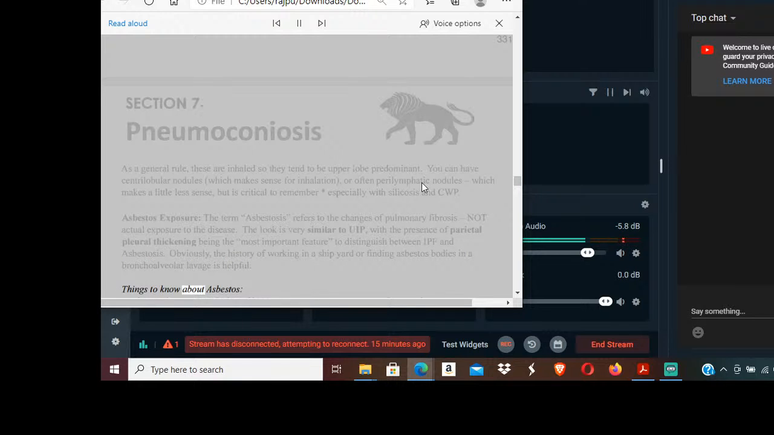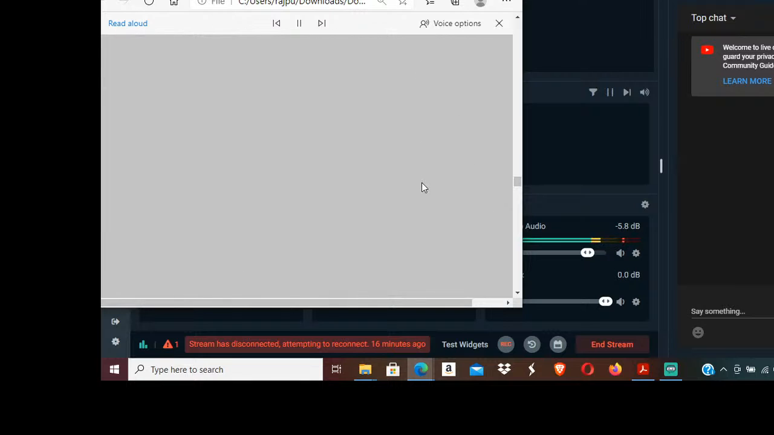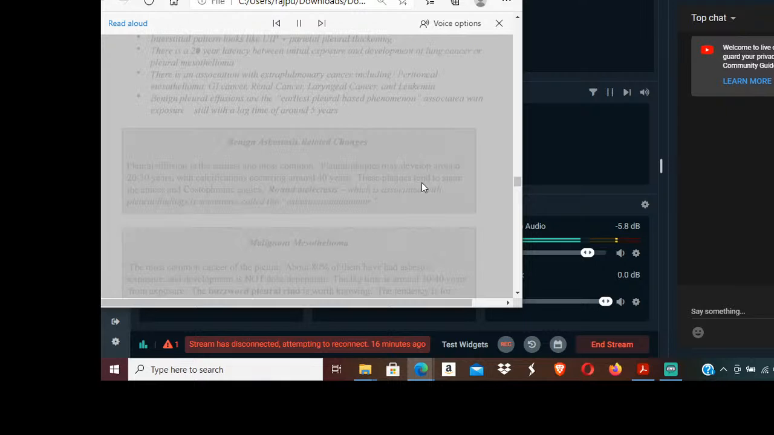Things to know about asbestos. Asbestosis equals the lung fibrosis associated with exposure, not actual exposure. Interstitial pattern looks like UIP plus parietal pleural thickening. There is a 20-year latency between initial exposure and development of lung cancer or pleural mesothelioma. There is an association with extrapulmonary cancer including peritoneal mesothelioma, GI cancer, renal cancer, laryngeal cancer, and leukemia.